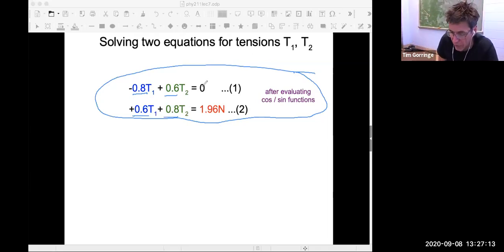And then if you remember, in the case of the vertical direction, the vertical components of T1 and T2 actually work against gravity. They cancel gravity's downwards pull. And so that's the reason these two equations look a little different.